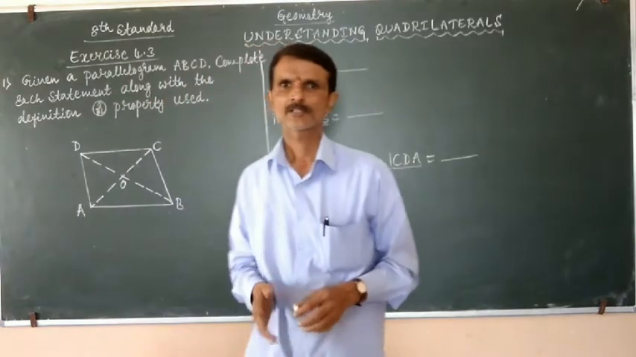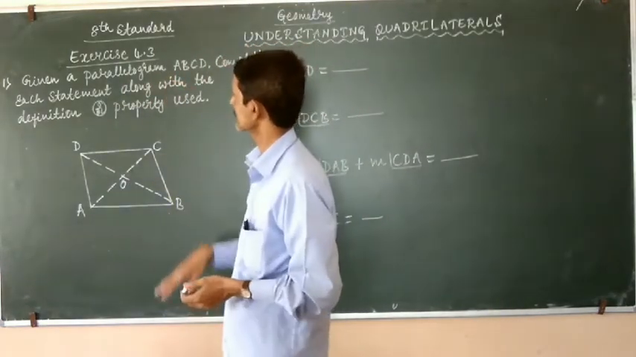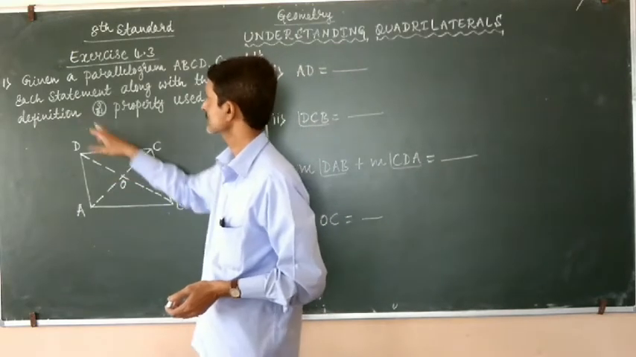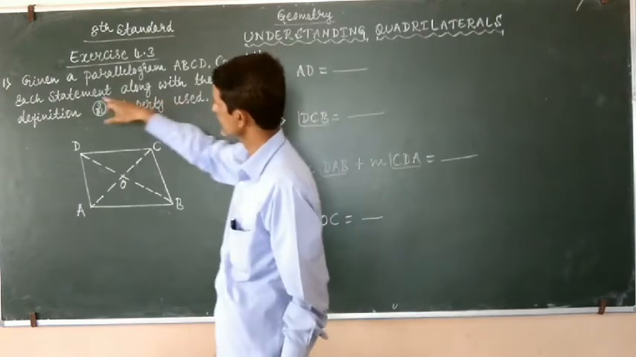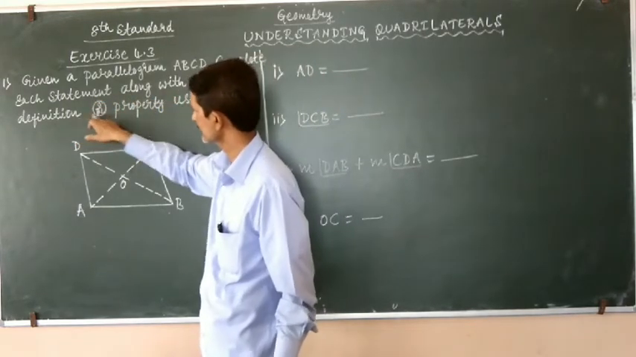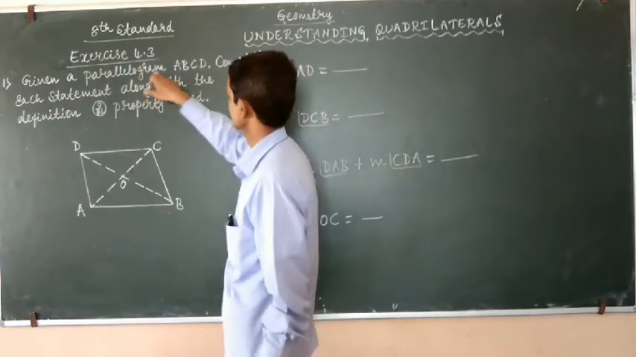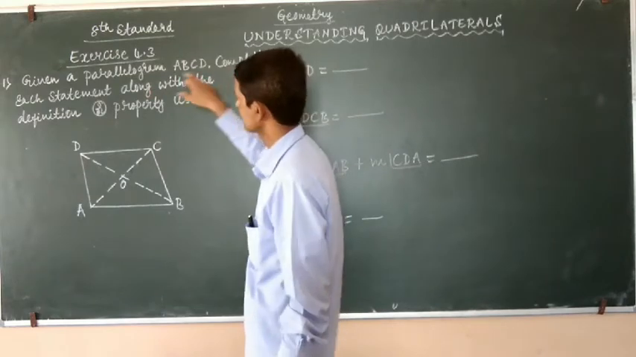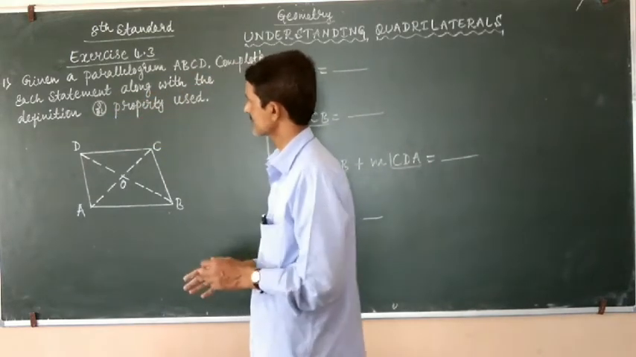Now students, we will solve the problem, exercise 4.3. So the first problem is: given a parallelogram ABCD, complete each statement along with the definition or property used.